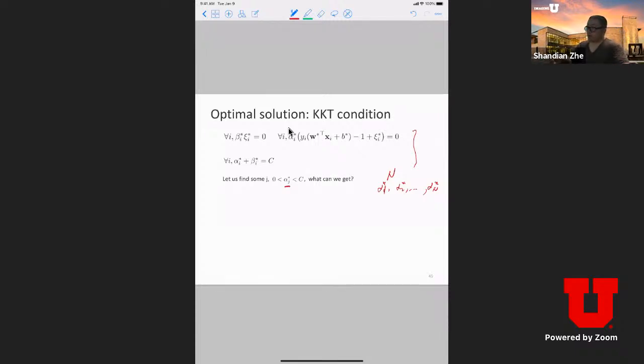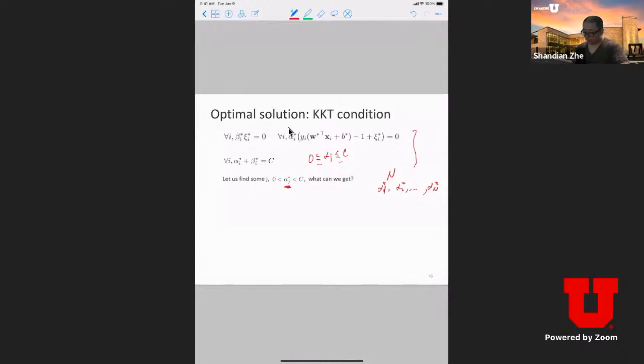Remember, in our optimization problem, when we simplify the maximum problem, we have a constraint that for every alpha_j, it must be between 0 and C, right? We have this equality as well. But here, when we solve that problem, we just pick some alpha_j star that is strictly between 0 and C, and then check what we can get.